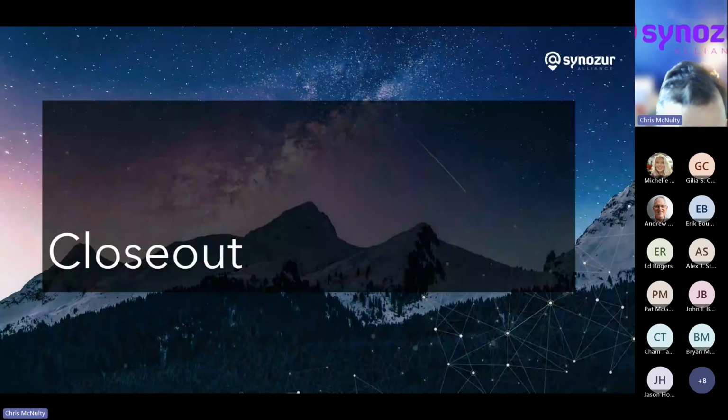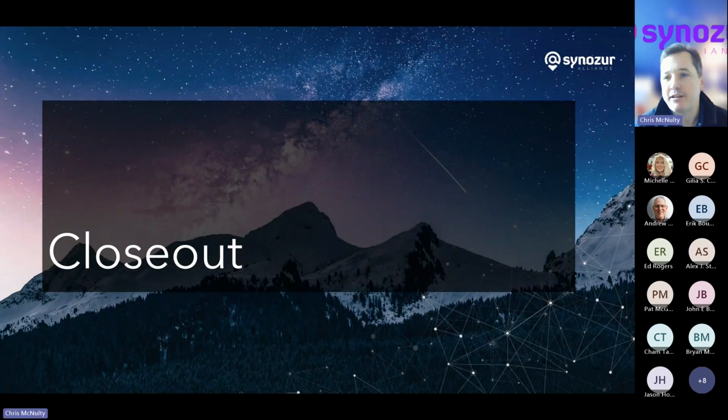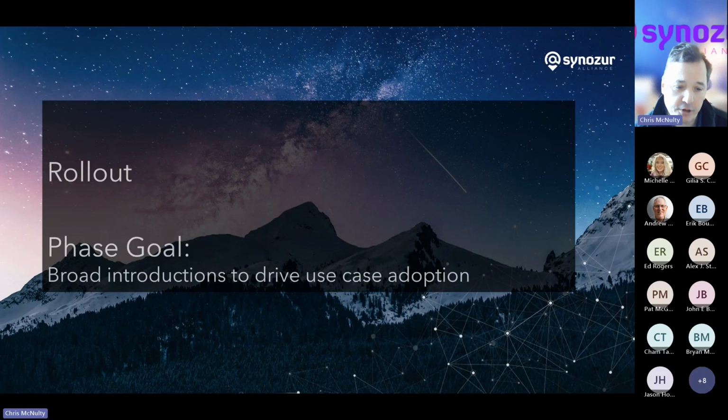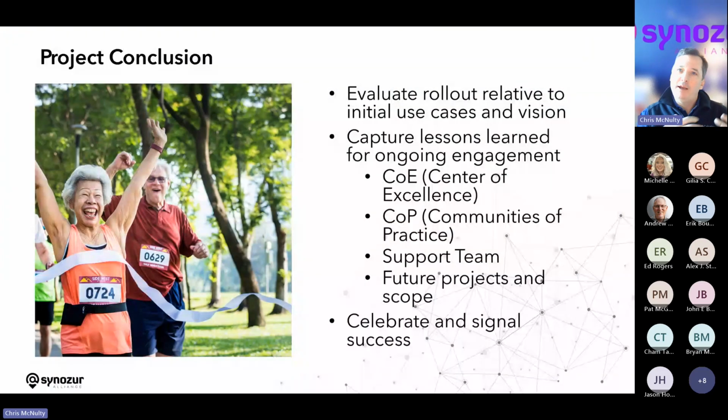On to close out. The purpose of all of this is to get things into a steady state for production. And so here, you want to make sure that the rollout has been evaluated, matched to the initial use cases. Your rollout team and your steerco should be looking at the success of this based on achieving those use case results. The lessons that you capture need to go into 2 or 3 places based on your structure.